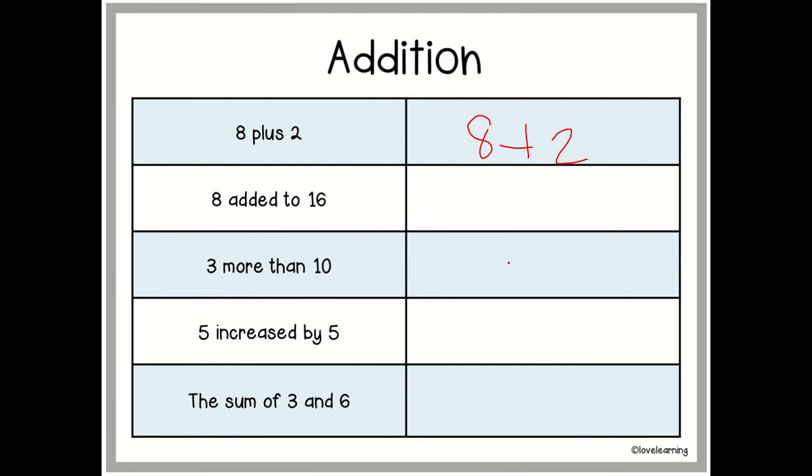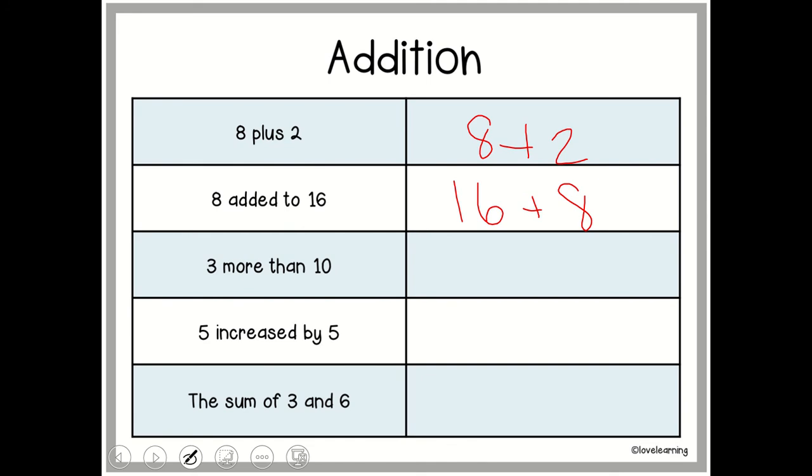Okay, our next one is 8 added to 16. This one actually tells me to add, but it says that 8 are being added to 16. So this means that I have 16 and I'm adding 8 to it. So I would write this as 16 plus 8.